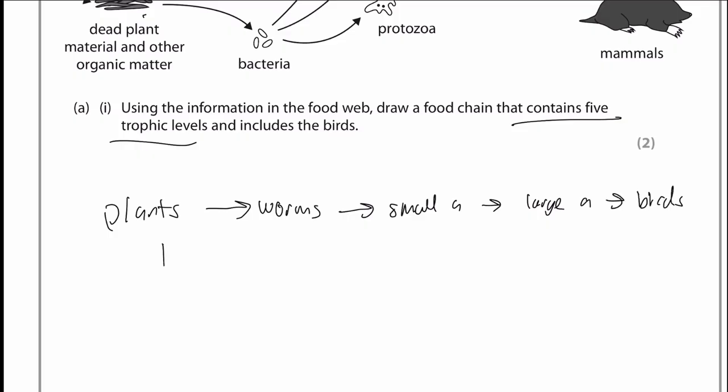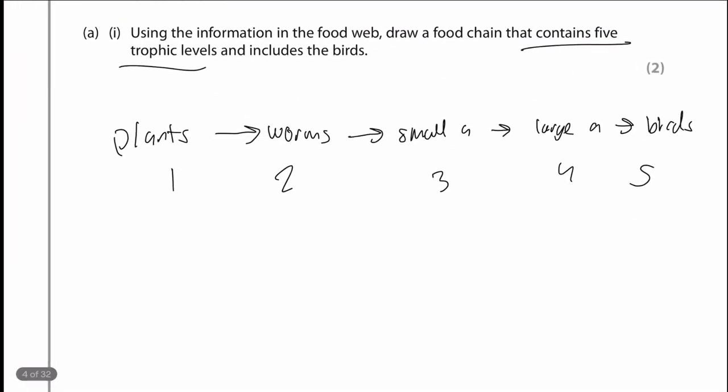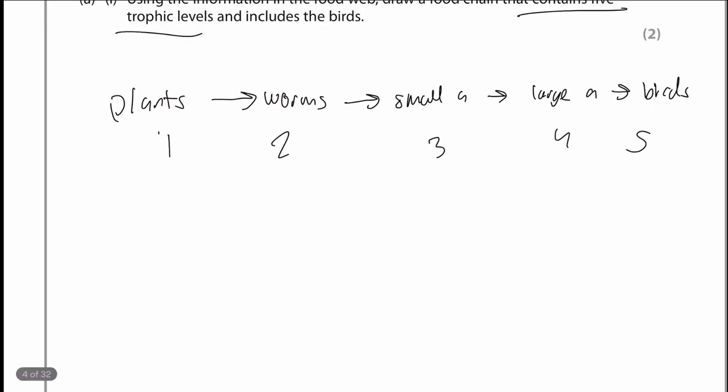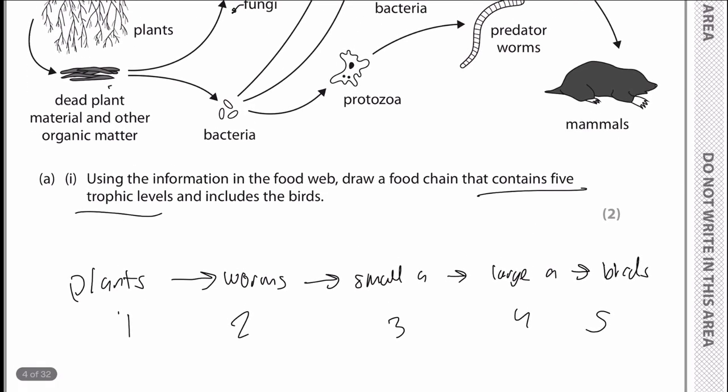And then we can clearly see 1, 2, 3, 4, 5. You can see the trophic levels. Pretty easy. Just write them with the arrows going from one trophic level to another, transferring the energy to each other. Pretty simple question.